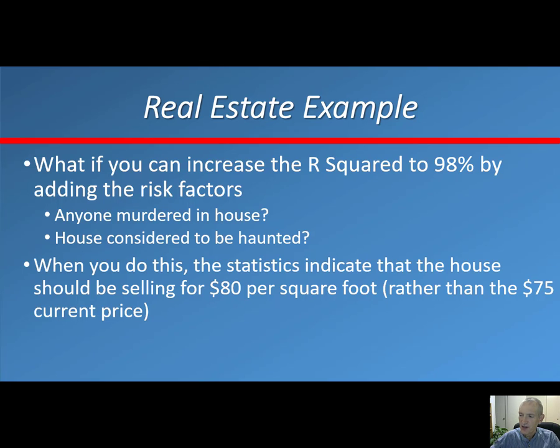Now, what if we can increase the R-squared by asking 2 more questions? Has anyone ever been murdered in the house, and is the house considered to be haunted? Now, when you do that, you hope that your valuation stays at $150, but it doesn't. When you make those 2 adjustments, the value of the house falls from $150 to $80 per square foot. So now you know something horrible has happened in the house. It's still cheap. It's worth 80 bucks, and you can buy it for 75. It's still cheap, but it's not as compelling, and you know something really horrible has happened in the house.